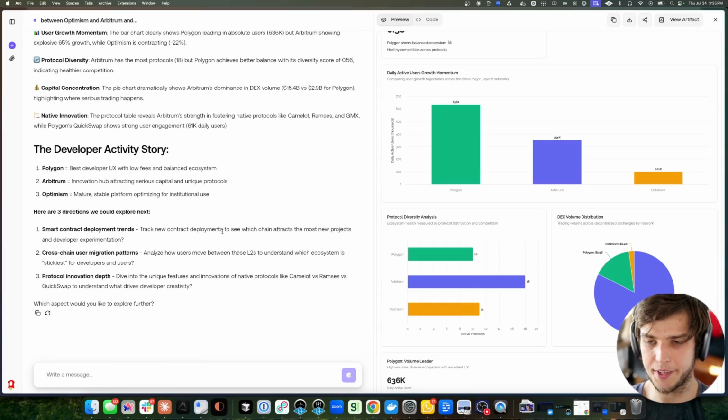I do want to see something in a little bit more detail, though. This DEX volume distribution. Arbitrum has so much.